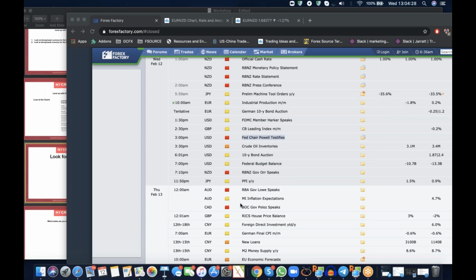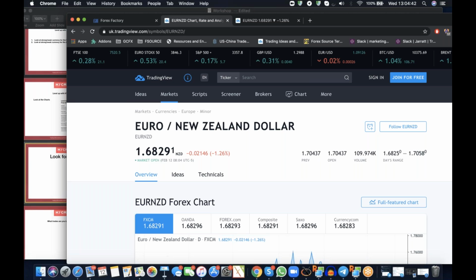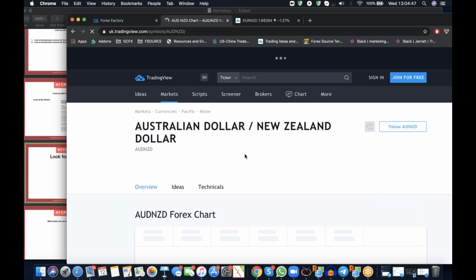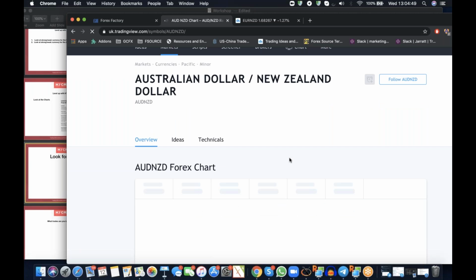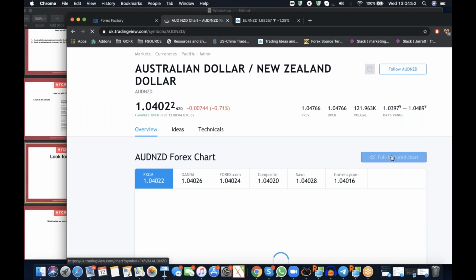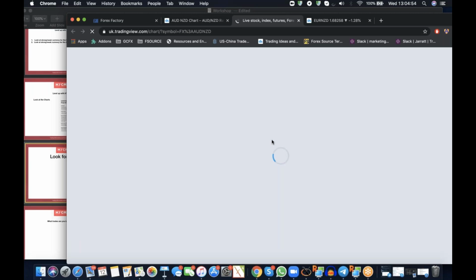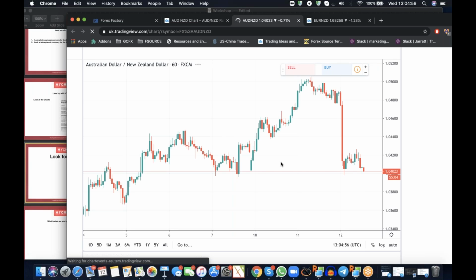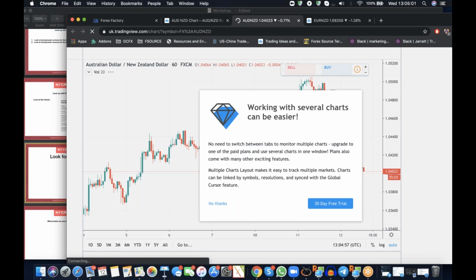And then in the night, we've got Governor Lowe speaking and Bank of Canada Governor Poloz. So Australian dollar and Canadian dollar, be aware of those guys speaking. Obviously, another interesting chart to look at is the Australian dollar New Zealand dollar chart. We've got Governor Orr and Governor Lowe speaking, so we've got the two different governors speaking. If there's more of a divergence, there's potential for more down moves in this pair. So just keep an eye on that one.